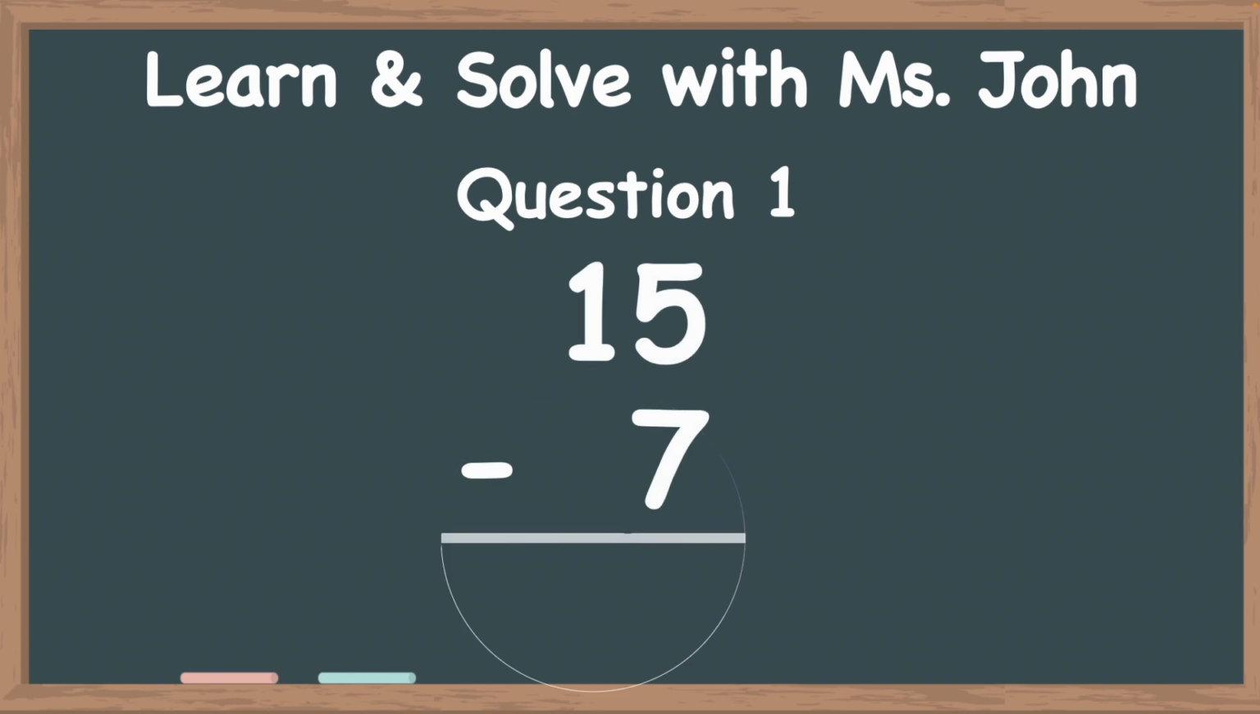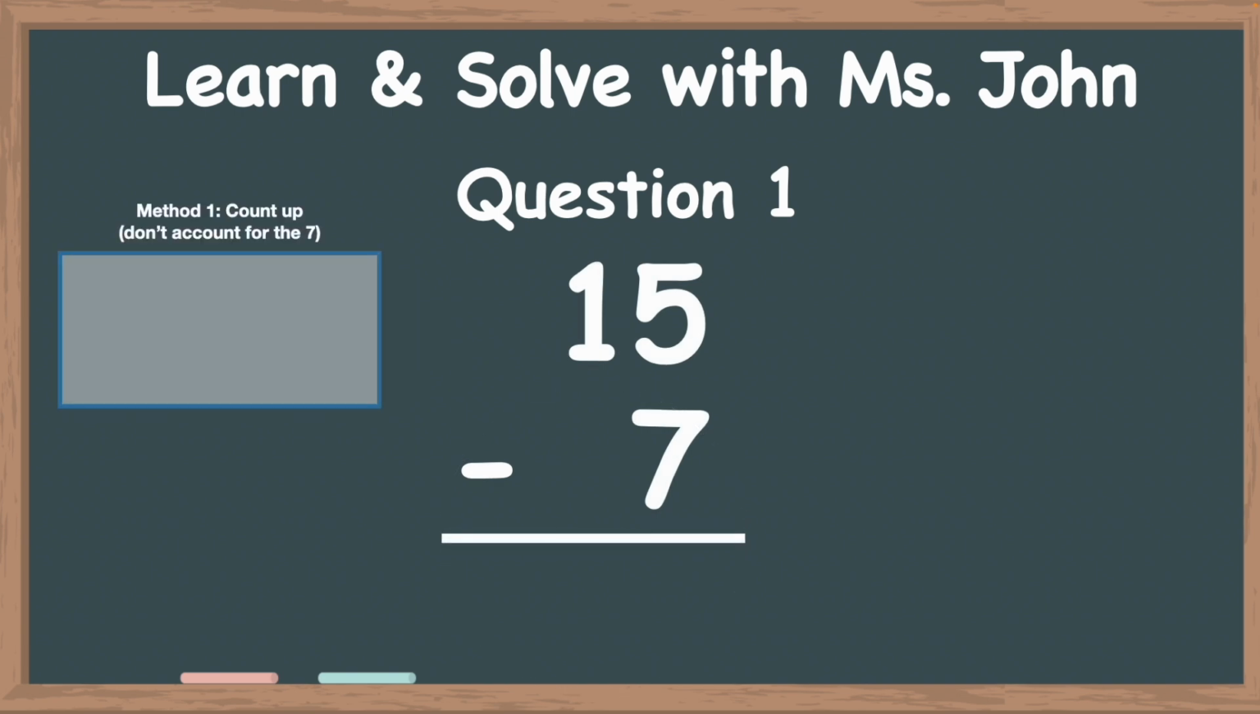Question number 1, 15 minus 7. We're going to first draw a rough box. When subtracting these two numbers, we're going to use method 1, which is counting up. When you're counting up, you don't account for the number 7. Okay, so you just say the 7. I always say it out loud and then start actually counting for the other number.